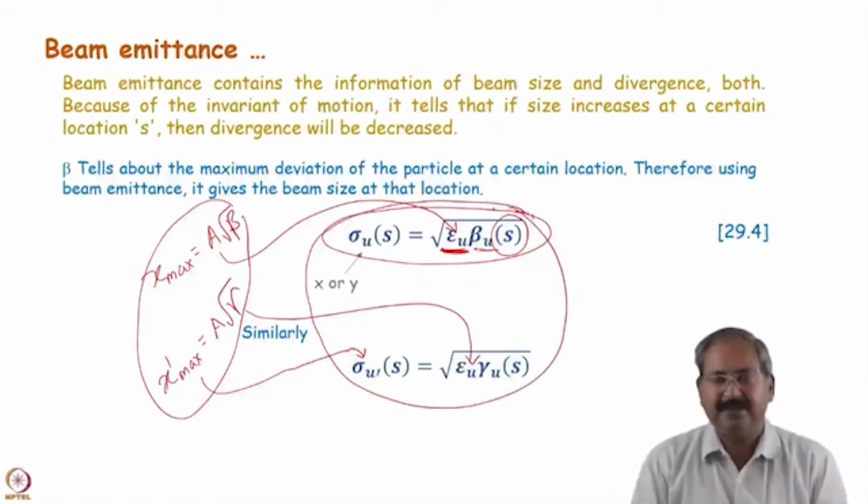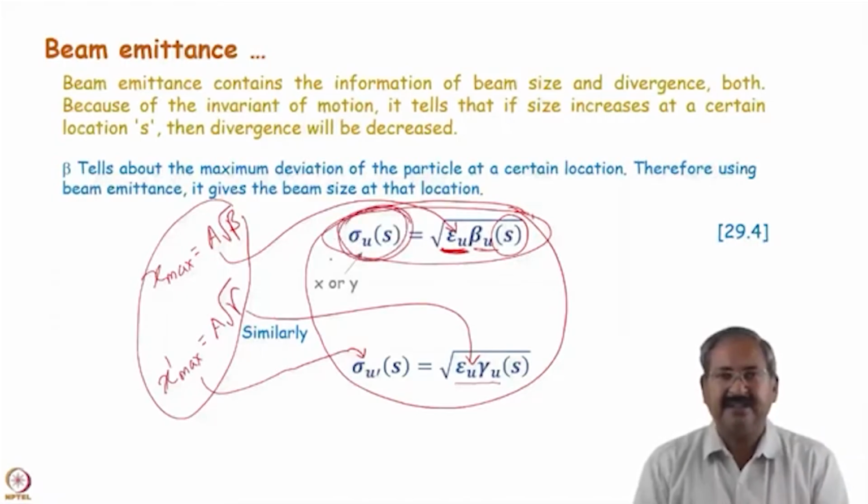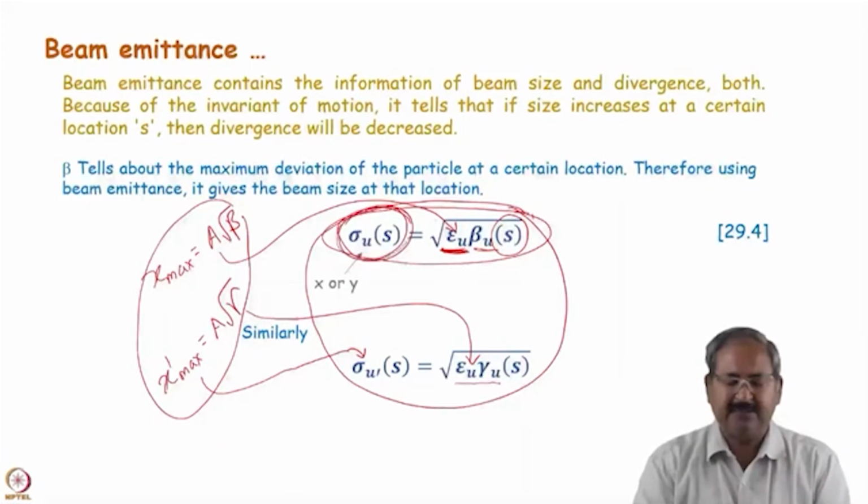So in a complete beam, you have the beam size defined by the root of emittance times beta u, and the divergence by the root of emittance times gamma. U means it may be either the horizontal x plane or the vertical y plane. If you have a clear-cut boundary of the beam distribution, then this sigma u shows you the clear-cut boundary by beam size and beam divergence. Otherwise, if clear-cut boundaries are not available in the beam distribution, then you have to define up to what extent we are taking this emittance, and according to that, up to that point this is the beam size, and up to that point this is the beam divergence.